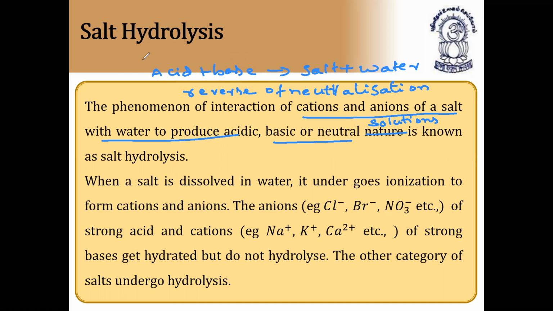The name itself suggests salt hydrolysis. What happens when a salt is dissolved in water? When a salt is dissolved in water, it undergoes ionization to form cations and anions. For example, the anions Cl minus, Br minus, nitrate ions, etc. of strong acids, and the cations sodium plus, potassium plus, calcium plus, etc. of strong bases get hydrated but do not hydrolyze. The other category of salts undergo hydrolysis.